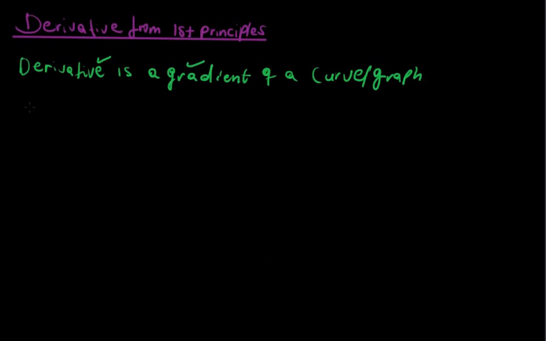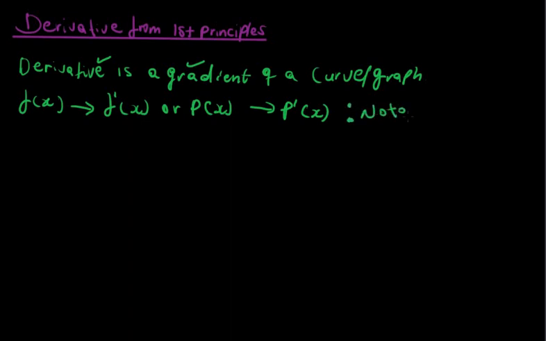And then the notation for it: the derivative of f of x, for example, will be f prime of x, or p of x. The gradient or the derivative of p of x would be p prime of x. This is just the notation that you use.